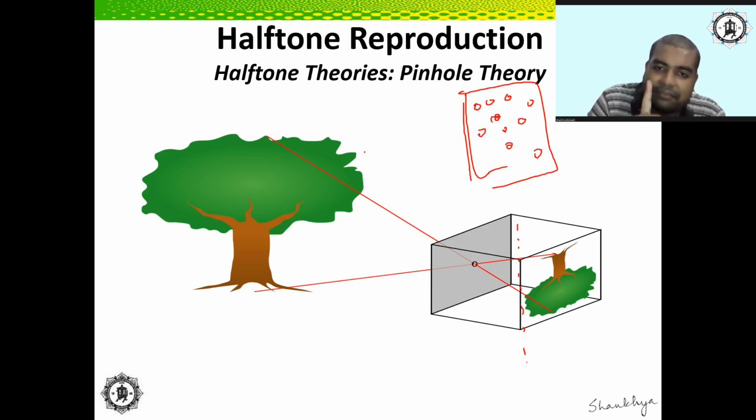Now if I say that ultimately these halftone dots together create the entire image that we want to reproduce, that I have already explained in the previous lecture. Now if I reframe this pinhole theory by saying that every point in the image that we have got is basically an image of the pinhole or the lens aperture itself, does it make sense? Now do you understand where this point comes from?